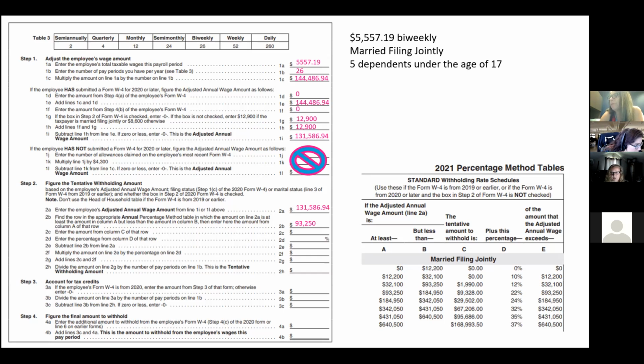So we're going to put 93,250 because that's what's in column A. Then we're going to enter the amount from column C of that same row, which is 9,328. We're going to enter the percentage from column D, which is 22. Then we're going to subtract 2B from 2A. We get 38,336.94. Then we're going to multiply by the percentage on 2D, and we get 8,434.12.